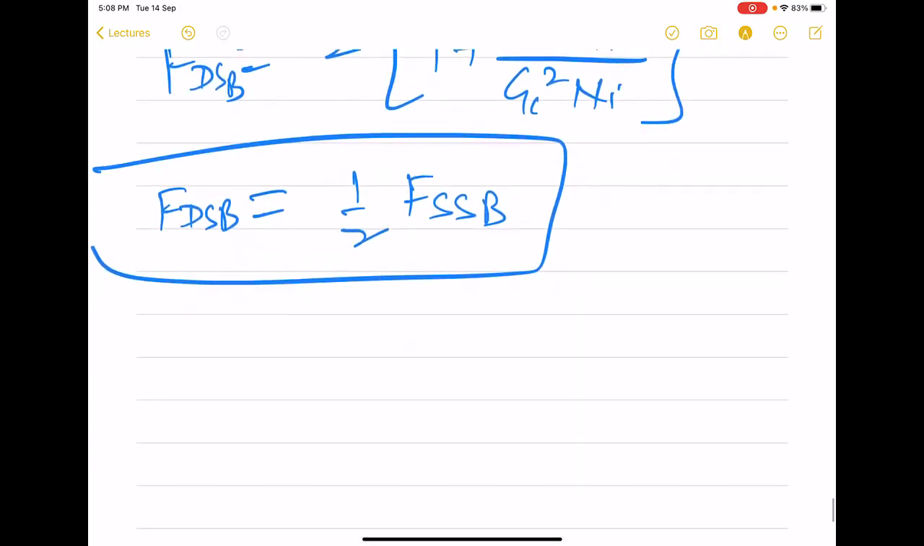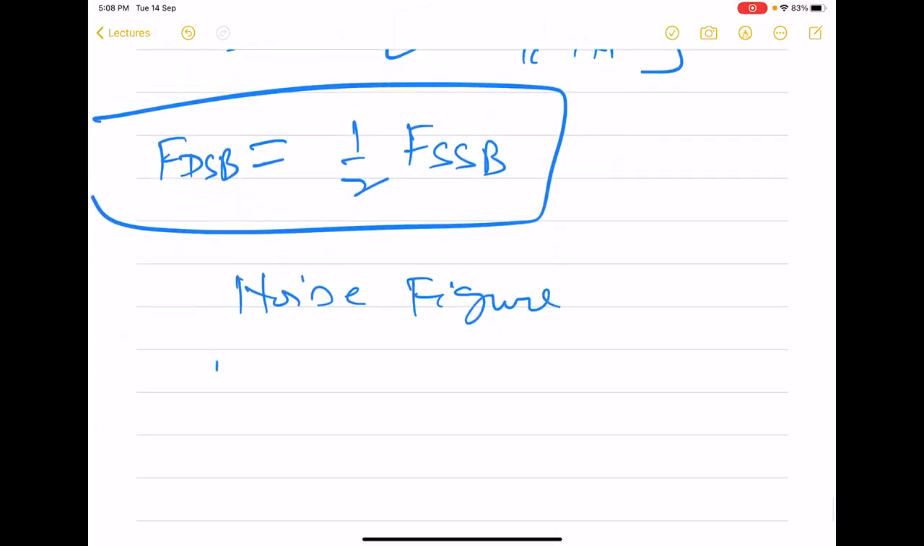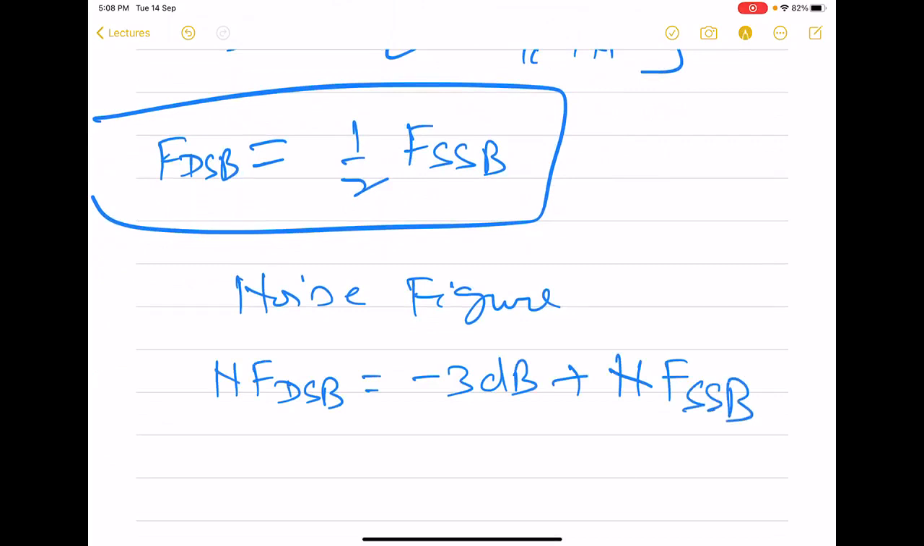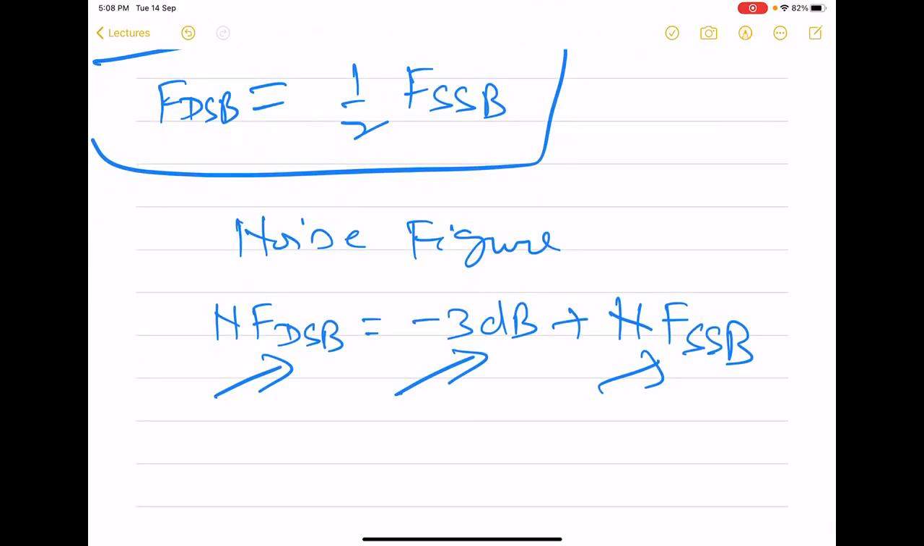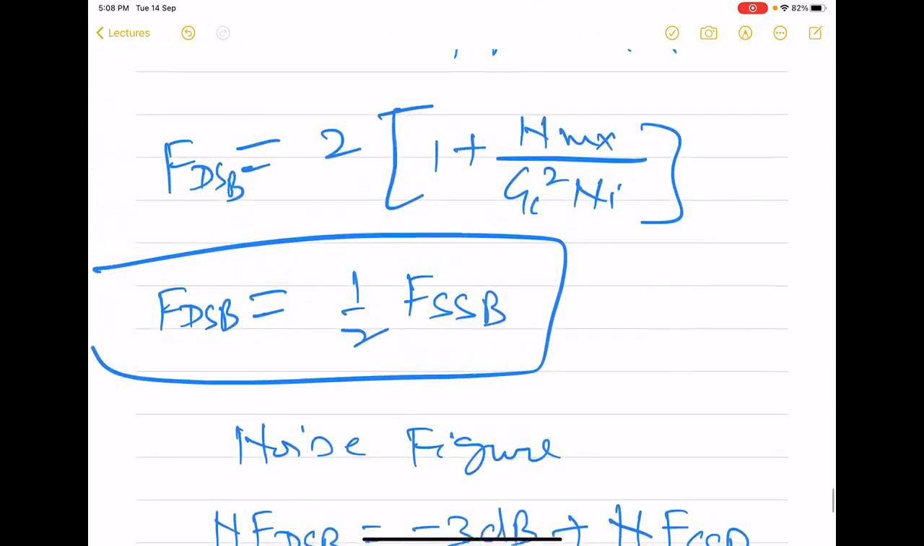So this is for the noise factor. And if you calculate the noise figure, then the noise figure for DSB will be equal to minus 3 dB, for the half, plus the noise figure of SSB. So we see that the noise figure of DSB is minus 3 dB, or 3 dB less than that of the SSB signal.